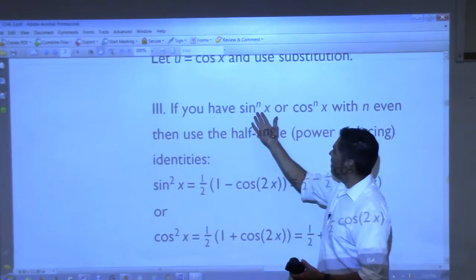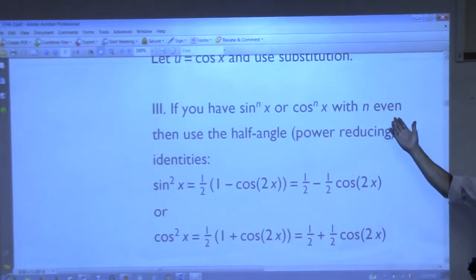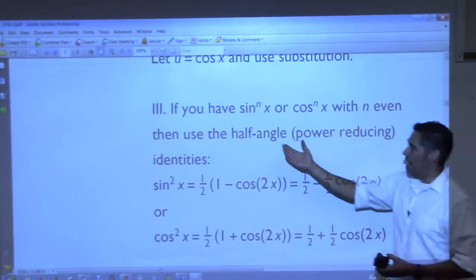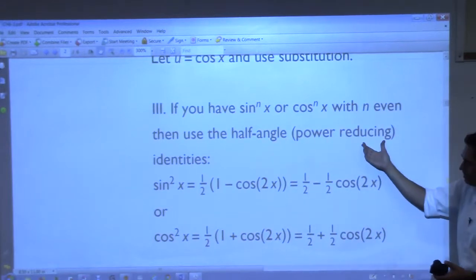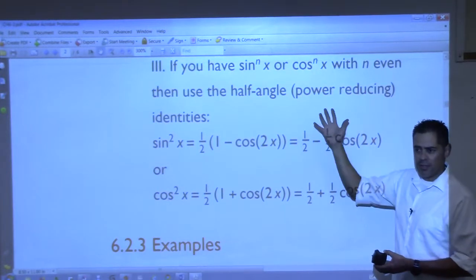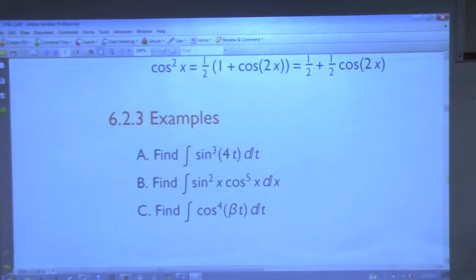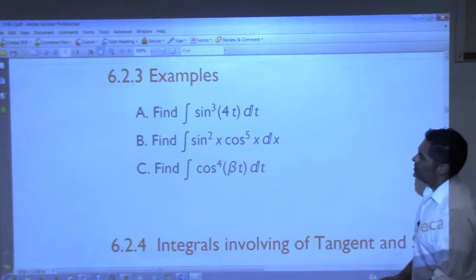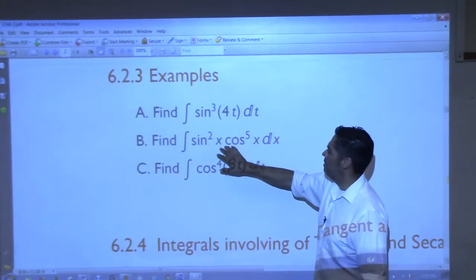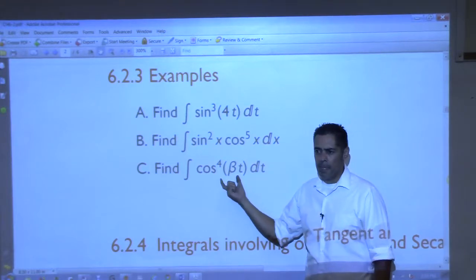If you have sine to a power or cosine to a power where they're even, we're going to use the half angle, the power reducing formula, and the following identities, which I just gave you, to do the problem. All right? So does that note now make a little more sense? Okay. So these are your examples. So I did this one, right? I did this one. Something like this one, yes? This one I didn't do.